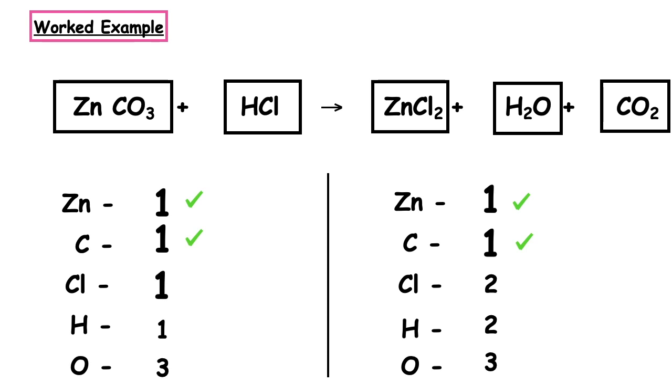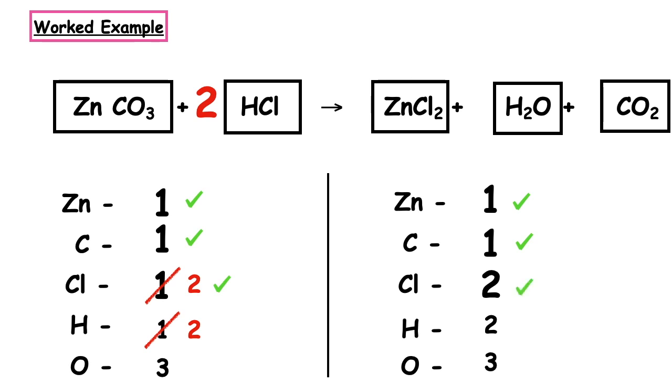Chlorines on the left, we have 1. Chlorines on the right, we have 2. Those don't balance. What do we do to 1 to get to 2? We multiply by 2. So we put a big 2 outside of the box of the hydrochloric acid. How many hydrogens do we have inside the box? We have 1. 1 times 2 is 2. How many chlorines do we have inside the box? We have 1. 1 times 2 is 2. My chlorines balance, so I can tick them off.